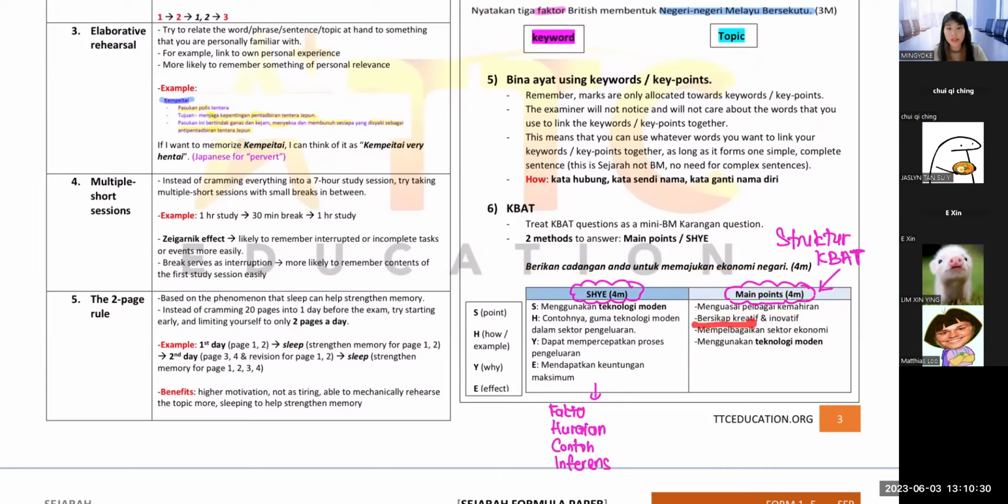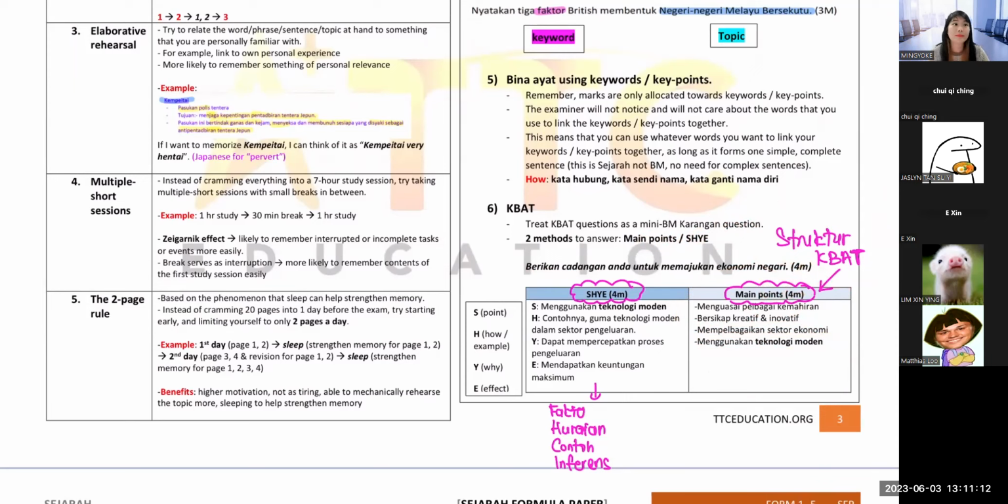Other than that, be creative and innovative. Creative means create something new. Innovative means improve. Third, introduce various types of economic sectors. And last, so that we can diversify our economy, not only focus on one particular sector. Then last, we use modern technology. So in the actual exam, you can put the main point as your answer in your structure.